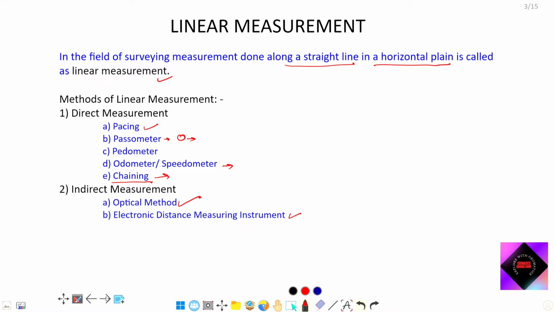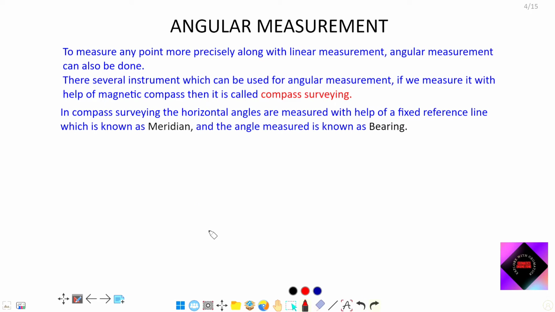Now moving towards angular measurement. So what is angular measurement? In angular measurement, we establish a point or measure the point more accurately with the help of angles. How? For example, this is our point C and we have a line AB.